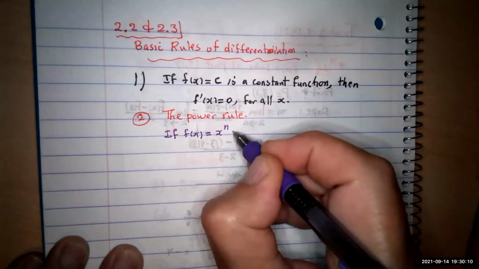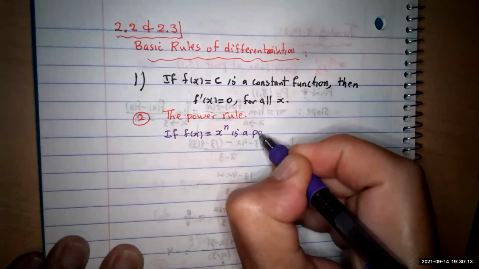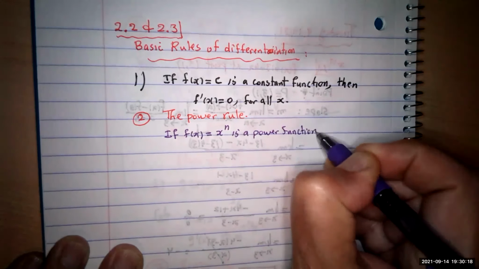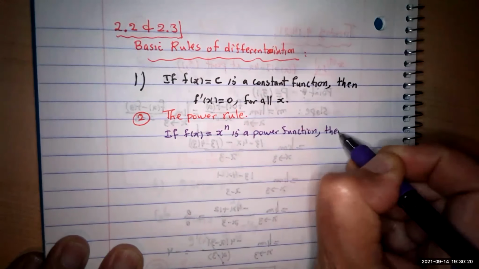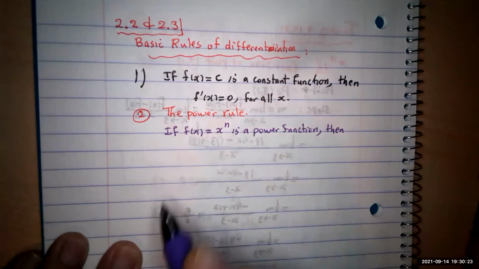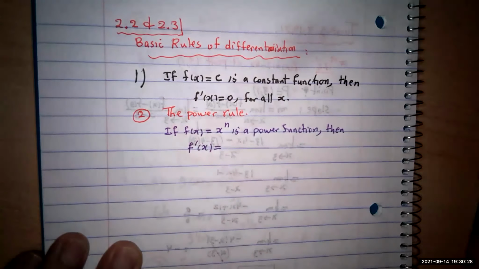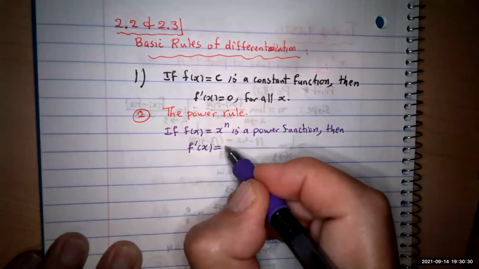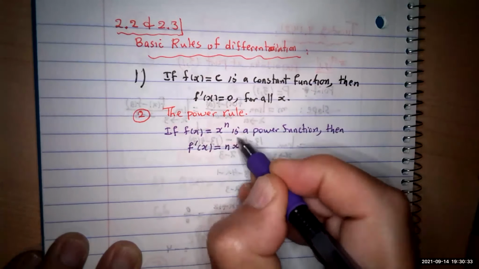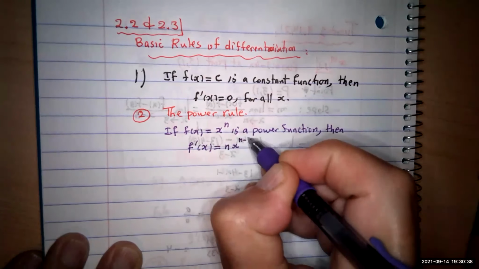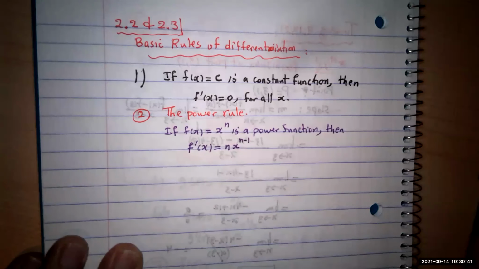it is a power function, meaning a power of the variable. Then the derivative of the power function, f prime of x, is equal to n x to the n minus 1. We bring the power down, and take away 1 unit, so it's n minus 1. This is the one we call the power rule. Bring down the power, reduce it by 1 unit, that's it.